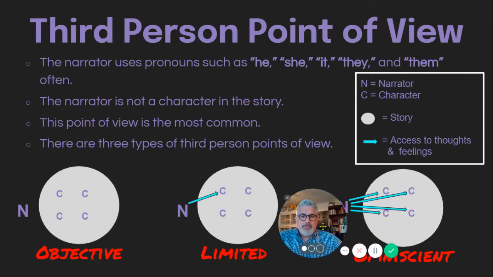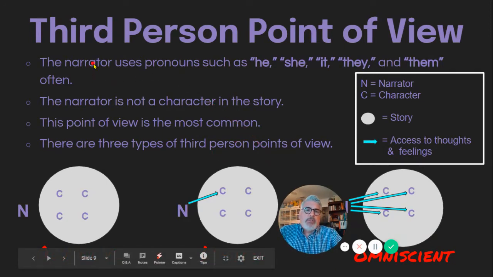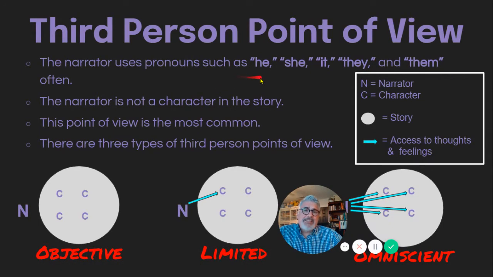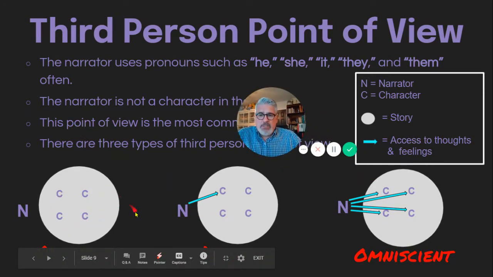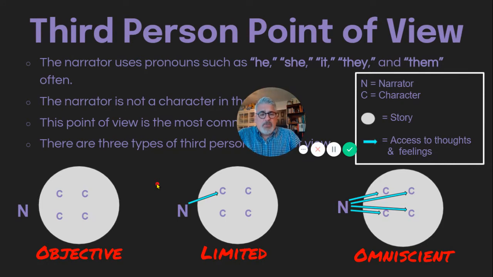Okay, let's look at the third person point of view. The narrator uses pronouns such as he, she, it, they, and them often. The narrator is not a character in the story. This point of view is the most common. There are three types of third person point of view. The first one is going to be objective. Second one is going to be limited. And the third one is going to be omniscient.